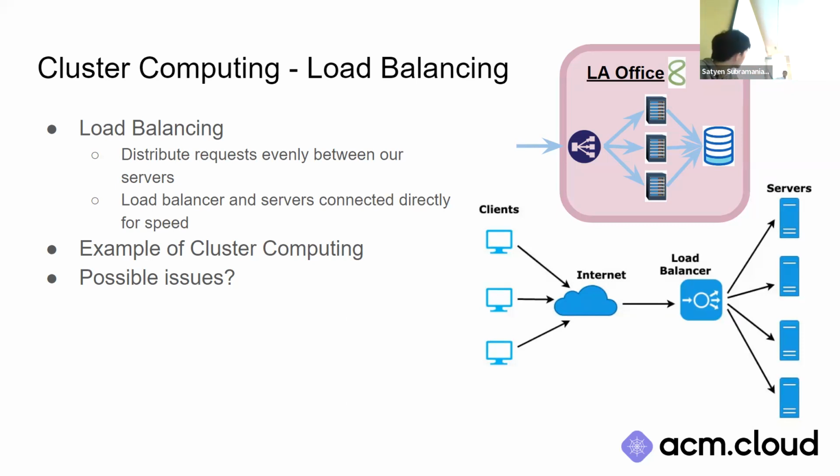So this is a prime example of cluster computing, where we have a series of nodes, each of our servers here, and we're distributing work among them and running it in parallel to satisfy the requests as they come in. So yeah, it seems to be working great. But what might be some possible issues that could result from having this LA office set up like this? Emphasis on the LA office.